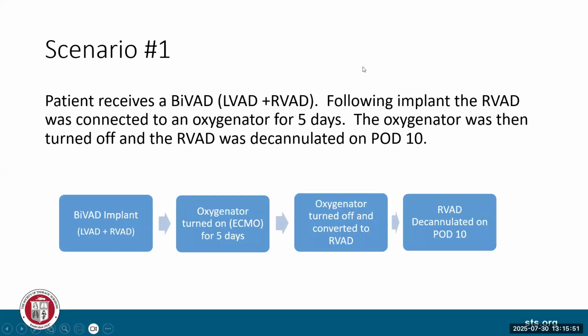So I'm going to go through a couple of scenarios and hopefully it will make sense. So scenario number one, a patient receives a BIVAD, so that's an LVAD and an RVAD in the same OR visit. Following implant, the RVAD was connected to an oxygenator for 5 days. The oxygenator was then turned off and the RVAD was decannulated on post-op day 10. So complete the implant form, you select BIVAD, LVAD plus RVAD. The oxygenator is turned on for 5 days, and then the oxygenator is turned off. How do I code this?